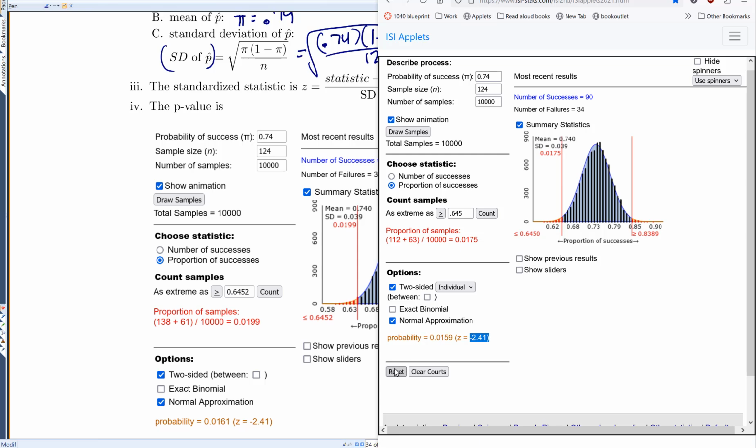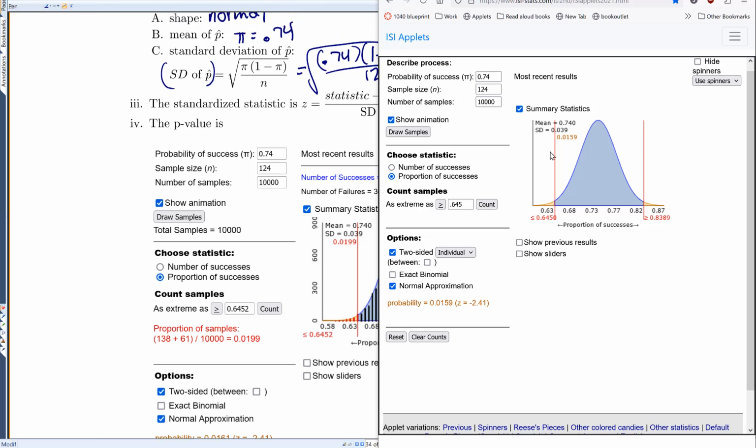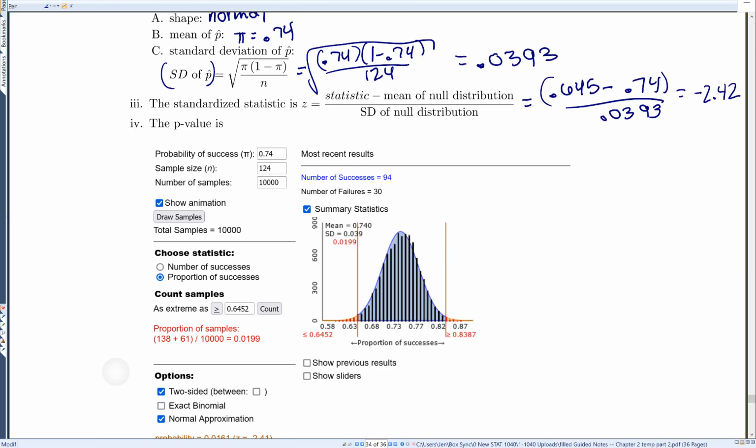And an interesting thing, if you clear all this, you don't actually have to draw the samples. If you just click normal approximation, it will tell you the p-value stuff. But coming up here, notice all of my samples are gone. What that means is this mean and SD are actually my theory-based mean and SD. So if you are on the test and you freeze and it tells you what should the mean be, what should the standard deviation be, just come in here, click the normal approximation. It will tell you the mean is 0.74 and the standard deviation is 0.039.